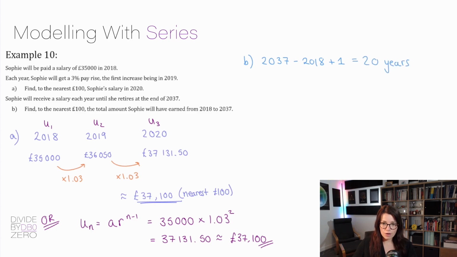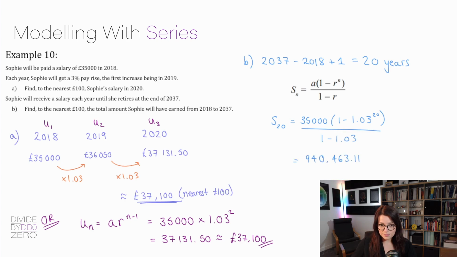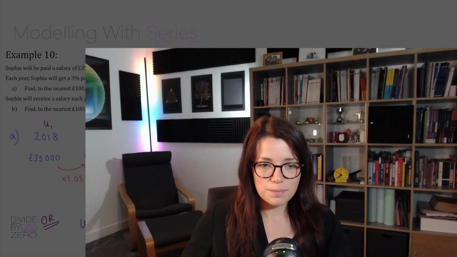We can then grab our Sn formula for geometric sequences or series and sub in the values. So in this case, S20 is going to be 35,000 brackets 1 minus 1.03 to the power of 20 all over 1 minus 1.03. In the calculator gives this. The nearest £100, we've got 940,500. We're done.